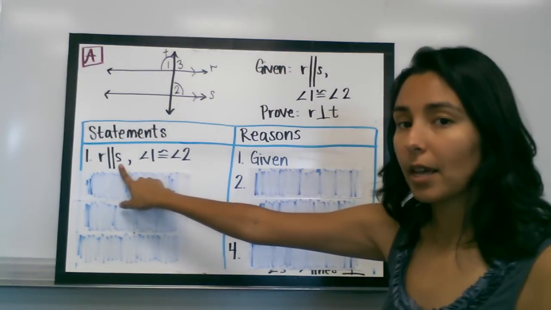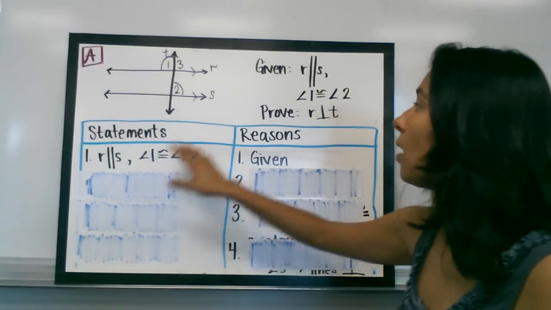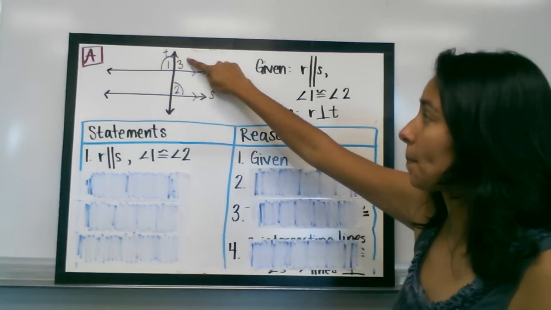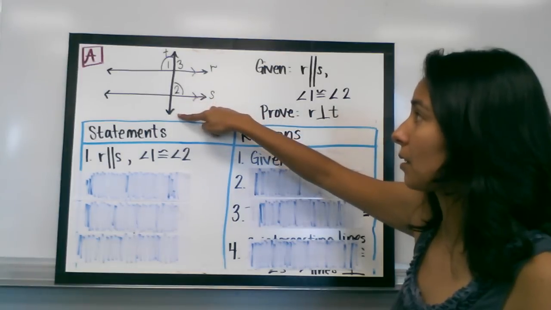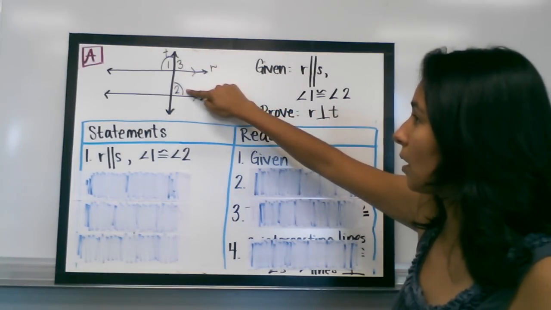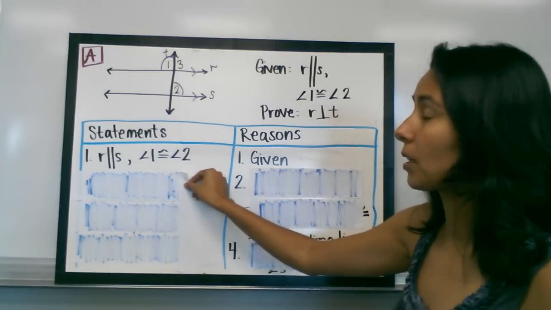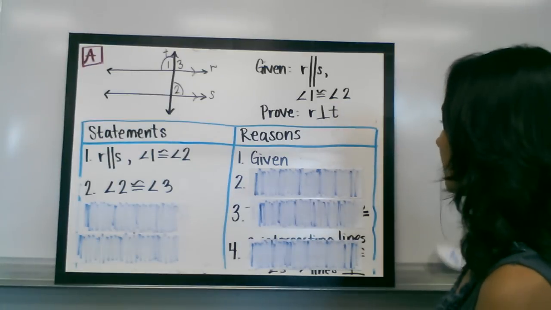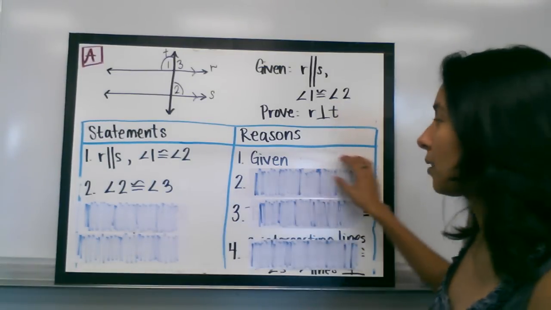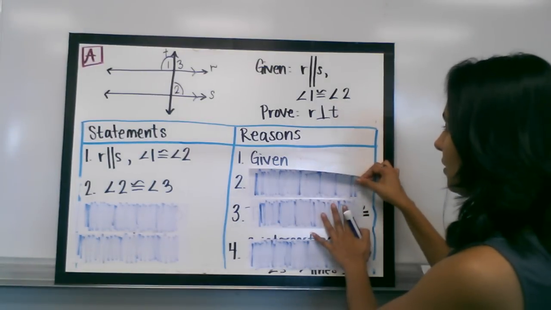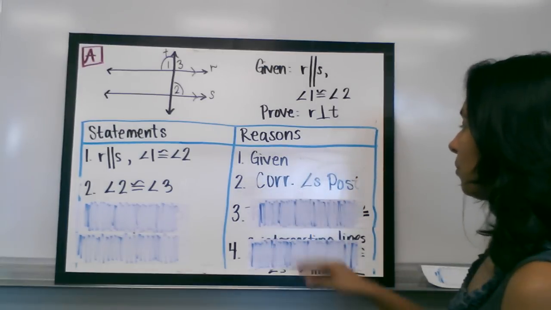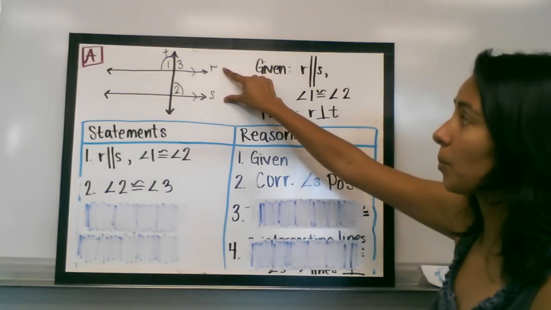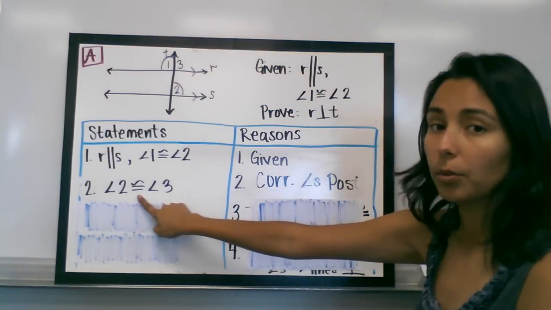But if you know that R and S are parallel, what else do you know about this image? Well, if R and S are both parallel, and I have a transversal that cuts through it, I have angle 3 and angle 2 that are going to be congruent. And I know that they're congruent because R and S are parallel. How do I know that angle 2 and angle 3 are congruent? Because they're corresponding angles, and the corresponding angles postulate says that if they're parallel, the corresponding angles are congruent.